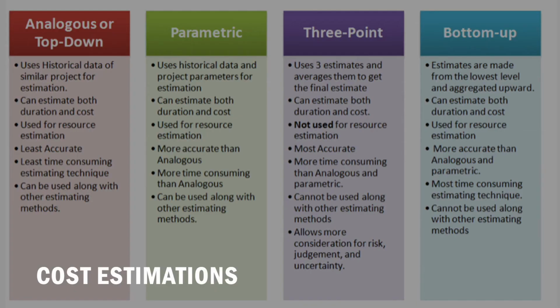Costing techniques, the 4 major costing techniques: analogous, parametric, 3-point, and bottom-up, including, of course, the 3-point being the PERT analysis, program evaluation review technique. These are used for the costing of the project. This all has to do, of course, with resource allocation and with proper scheduling. Ways of tracking the project are also covered.